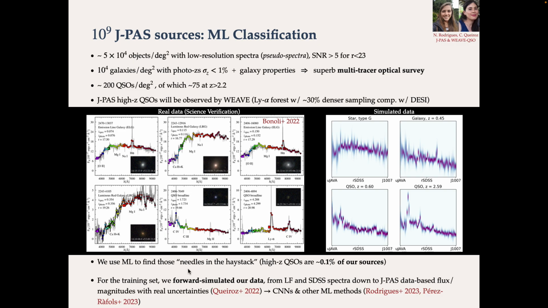However, to find those objects, these are really needles in the haystack. We need to find, in a billion objects, a few 100,000 quasars.